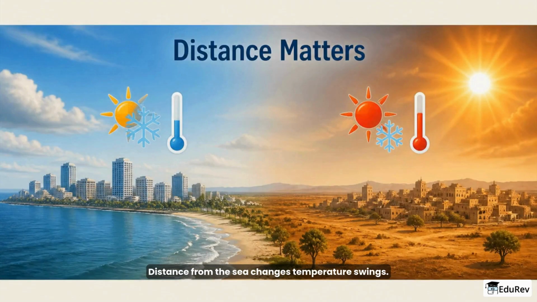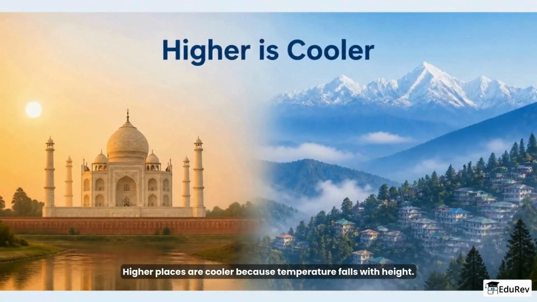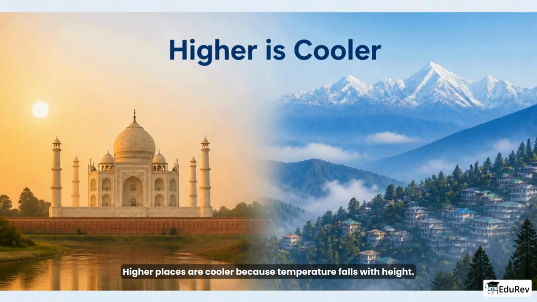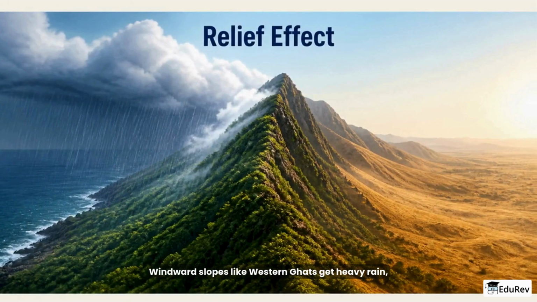Distance from the sea changes temperature swings. Coastal cities have small variations, while inland cities show large summer and winter differences clearly. Land heats and cools faster than oceans, so the contrast between India's land and surrounding sea creates pressure differences that drive monsoon winds. Higher places are cooler because temperature falls with height. For example, Agra and Darjeeling show big January temperature differences even though they lie on similar latitudes. Relief or topography affects wind flow and rainfall. Windward slopes like Western Ghats get heavy rain, while leeward areas lie in rain shadows.